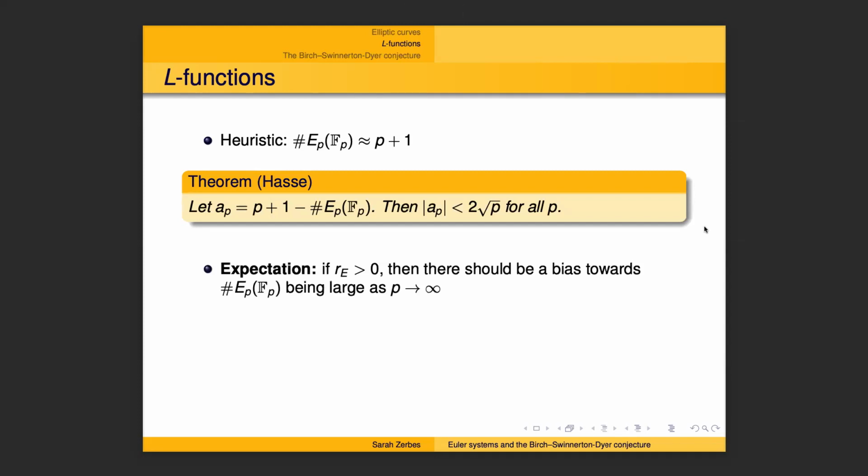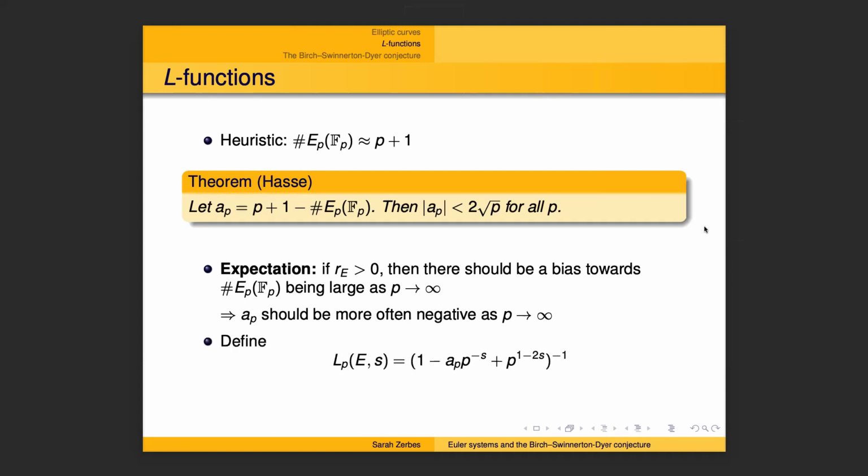So remember now our expectation. If the rank of the elliptic curve is positive, then there should be a bias towards the number of points on E modulo P being large as P varies over all the prime numbers. So in other words, this number AP should be more often negative as P varies over all the prime numbers. So we now want to encode this information, this number AP and the prime P, in a complex analytic function.